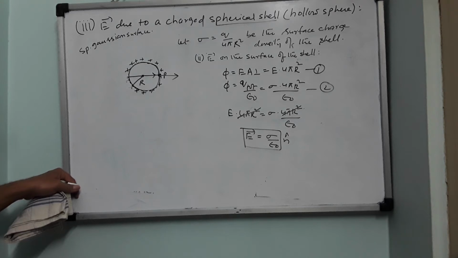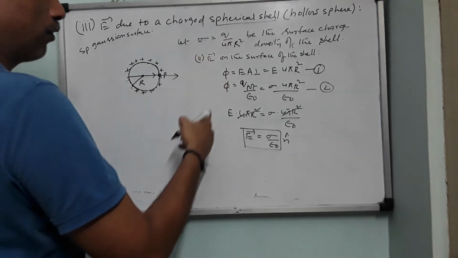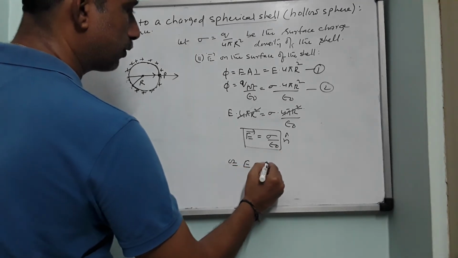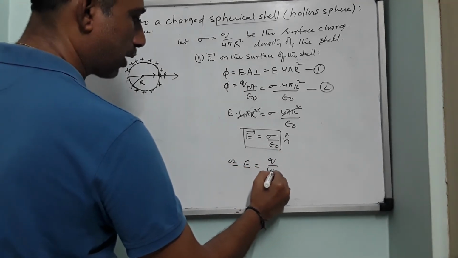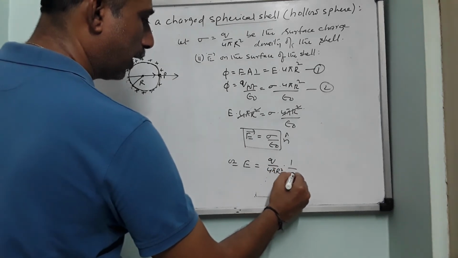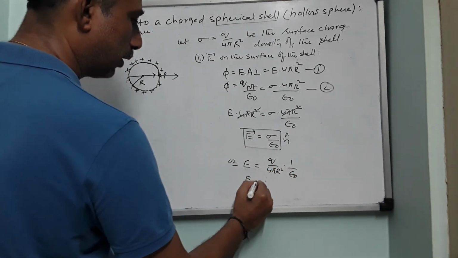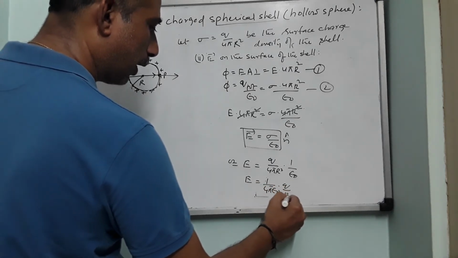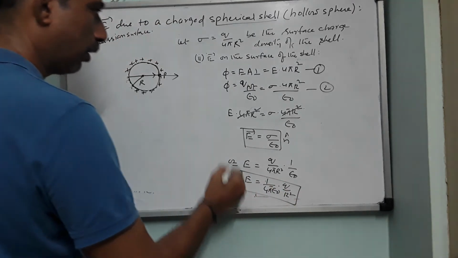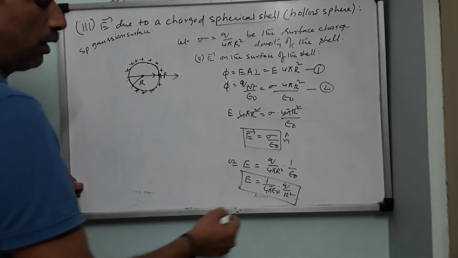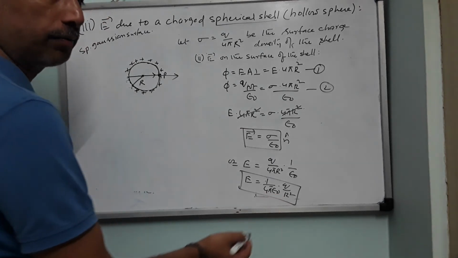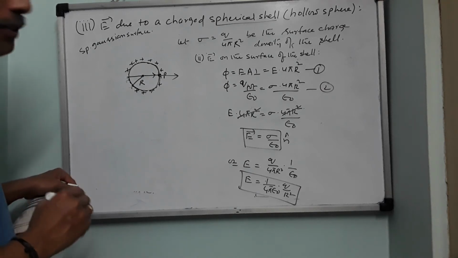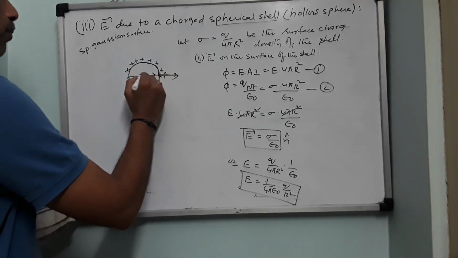No problem. If you want to substitute the sigma value, in the place of sigma I write Q by 4 pi R square, into 1 by epsilon 0, or you can write it as E equals 1 by 4 pi epsilon 0 into Q by R square. This expression is similar to that which we derived for case 1, only capital R replaces small r. Therefore, a shell can produce electric field on its surface, normal to the surface of the shell. This is a very important concept.